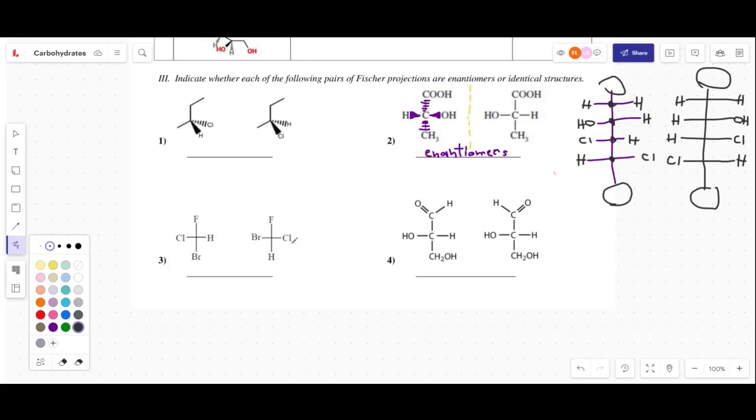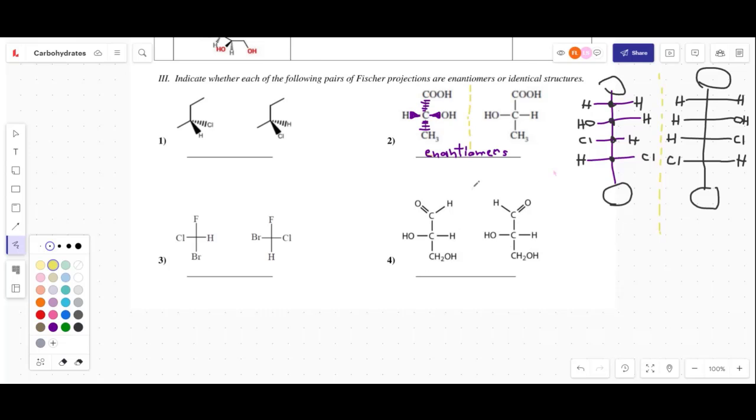Okay, so hold on. If they mirror each other, right, it means that they are each other's enantiomers. Exactly. They're non-superimposable mirror images, and so I'll go ahead and draw the mirror. So you can see that they're mirror images of one another.